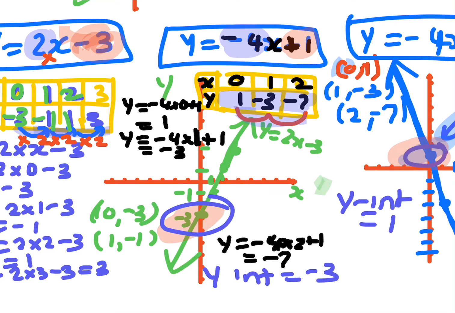And the gradient is the rise on the run. If you look at the first one, for every one it goes across, it goes up 2. And for the other one, the gradient is minus 4, so for every one it goes across, it goes down 4. But we'll look at that in the next video.